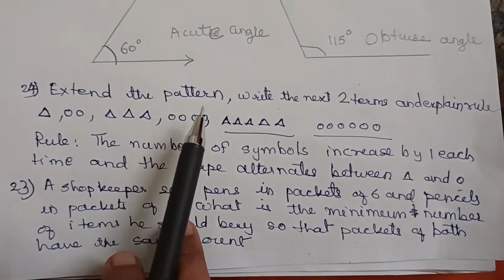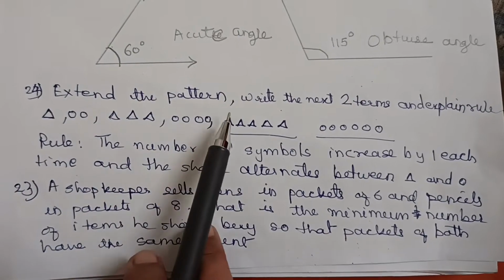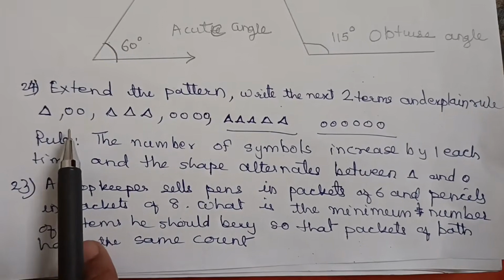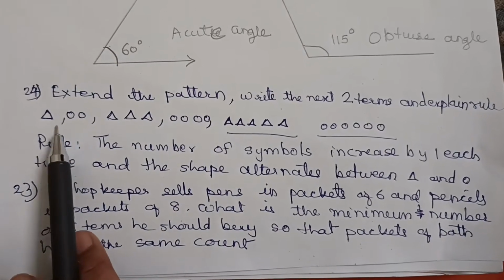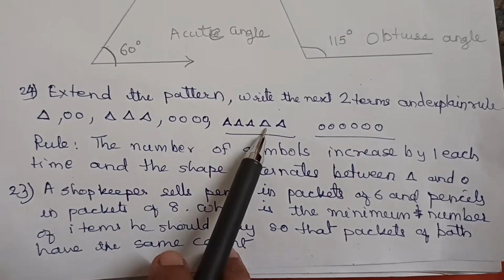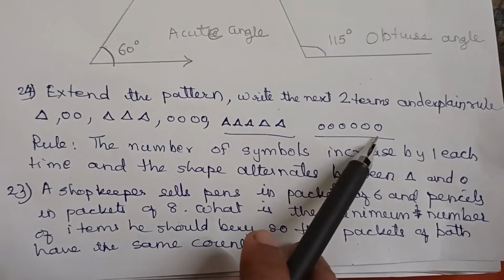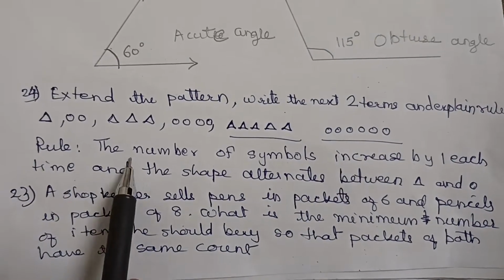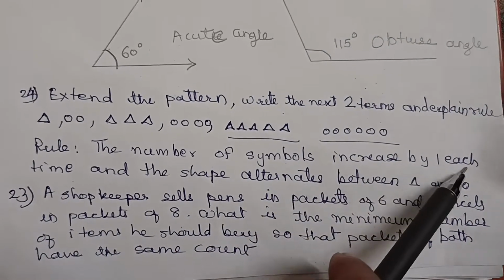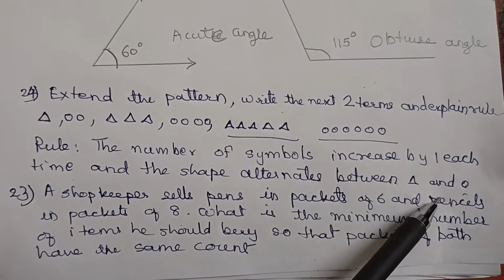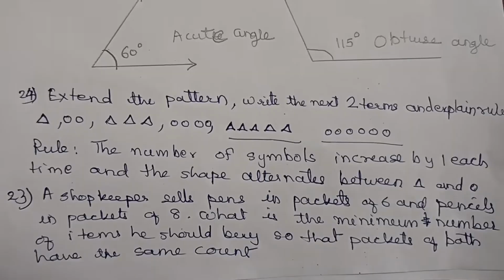Question number 24. The pattern. Extend the pattern. Write the next two terms and explain the rule. 1 triangle, 2 circles. 3 triangles, 4 circles. So here next will be 5 triangles and 6 circles. And the rule is the number of symbols increases by 1 each time, and the shape alternates between triangle and circle.